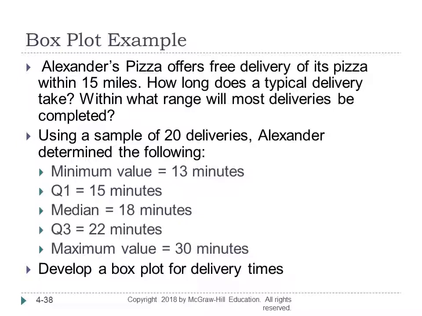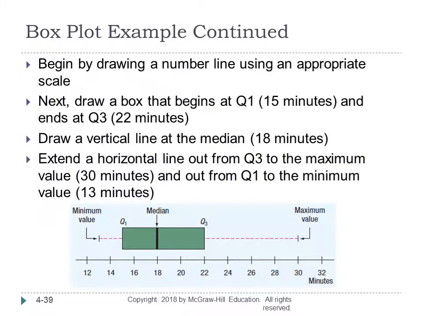The owner of the place did all the calculations for us. So you find that the minimum value is 13 minutes, Q1 is 15 minutes, the median is 18, Q3 is 22, and the maximum value is 30 minutes. We would like to develop a box plot for the delivery times. Here is the picture of the box plot.